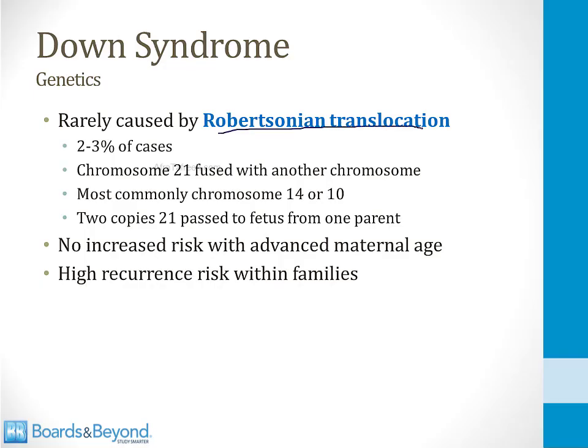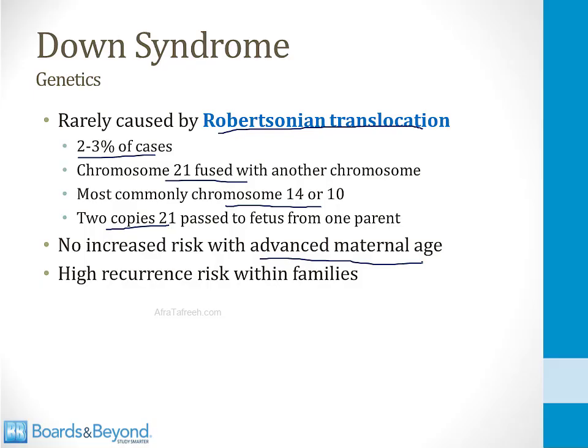I also talk about this in the video on meiosis. This is responsible for 2 to 3% of cases of Down syndrome. In a Robertsonian translocation, chromosome 21 is fused with another chromosome, most commonly chromosome 14 or 10, and because the 2 chromosomes are fused, 2 copies of chromosome 21 can be passed to the fetus from one parent. Now, this problem is different from meiotic non-disjunction in that it is not associated with advanced maternal age.